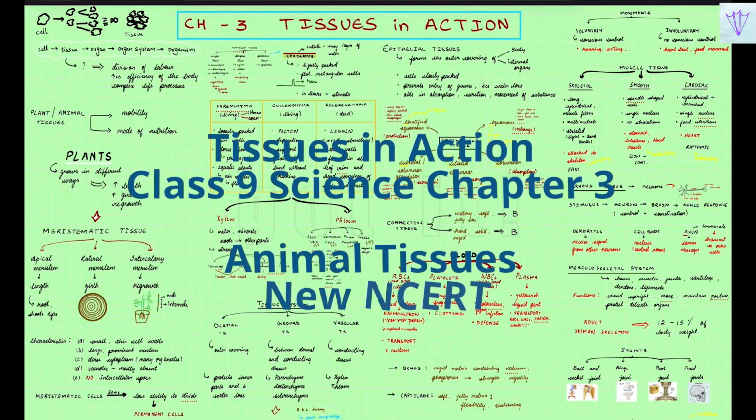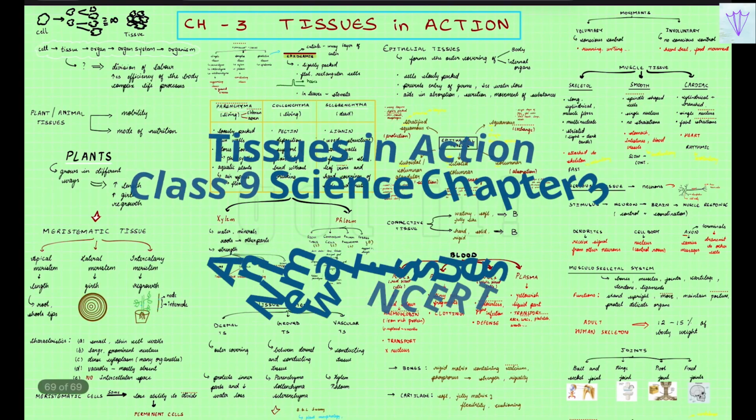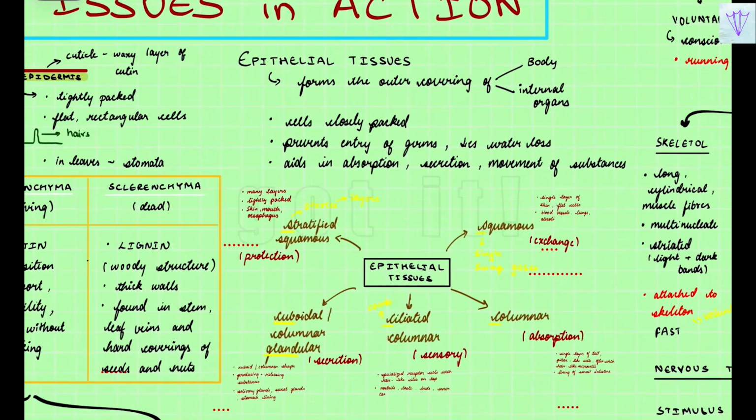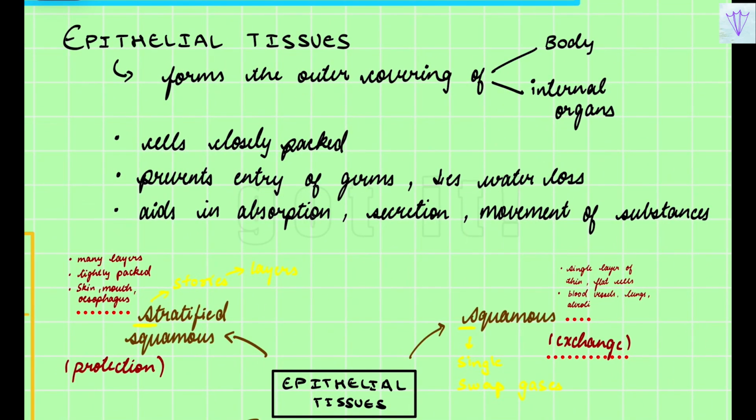In the previous video, we have completed the plant tissues part. So in this video, we are starting with the animal tissues. So the very first one which we are going to read is the epithelial tissue. So it is like a protection unit and it forms the outermost covering of the body and the internal organs.